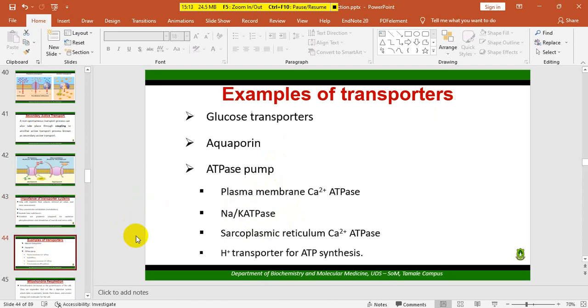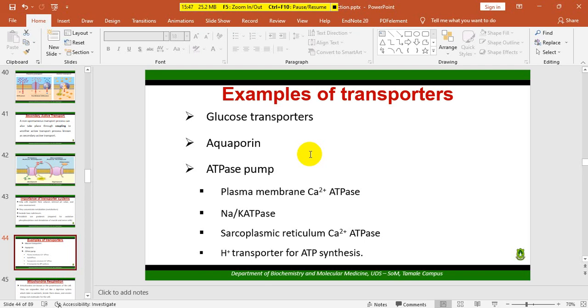Examples of transporters, we have the glucose transporters. Aquaporin, which transports water. Glucose transporters transport glucose. ATPase pump transports what? Sodium, potassium. Sodium will go out of the cell because if it comes into the cell, it will cause the cell to swell and become edematous, hypertension. But potassium will come into the cell because if the potassium is inside the cell, it will energize the cell, it will be very strong and the person will not be paralyzed.